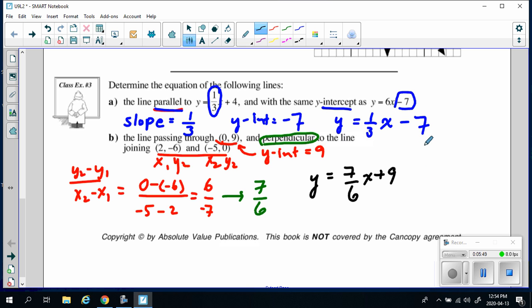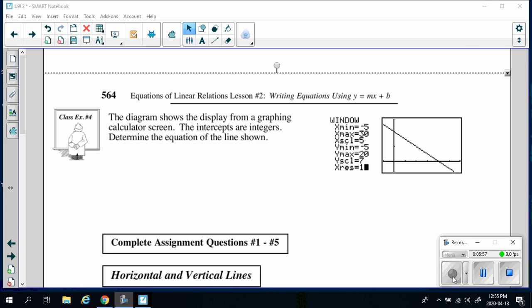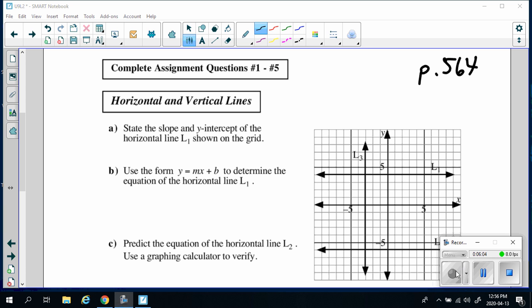That was a very tricky question because you have to piece together the clues in order to get the slope and the y-intercept. We are going to skip question 4 because graphing calculator is not going to be part of our curriculum this year. If you go further down the page on page 564, we're looking at this example with horizontal and vertical lines. State the slope and the y-intercept of horizontal L1 shown on the grid.